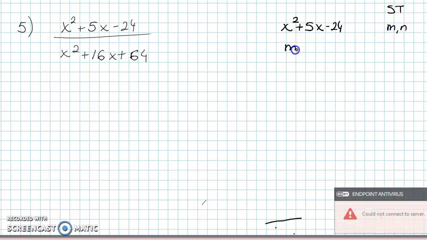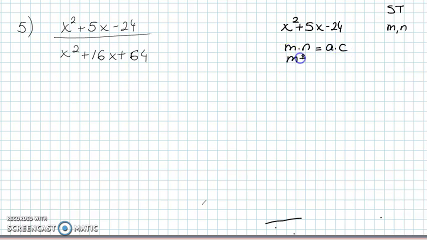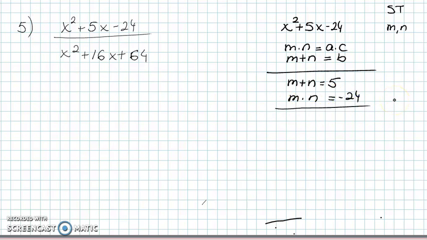So remember that m times n must be equal to a times c, and m plus n must be equal to b. So m plus n is equal to 5, and m times n is equal to negative 24. So which two numbers would that give me? Let's try negative 24. Is it 6 times 4? That's not it, when you add them up, that's not 5. What about 8 and 3?